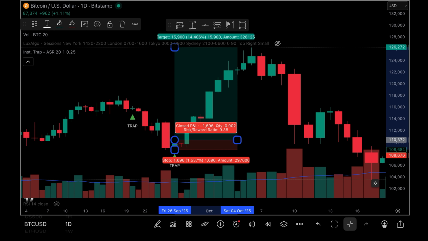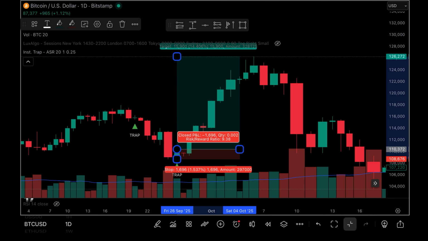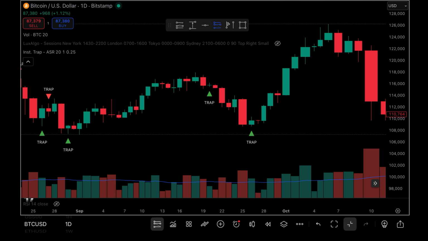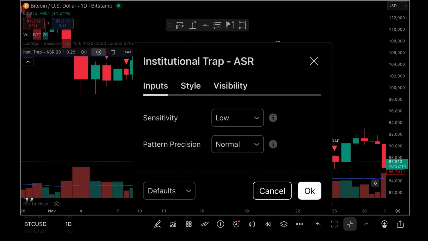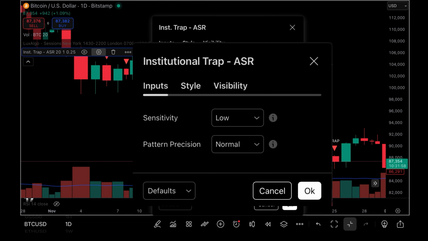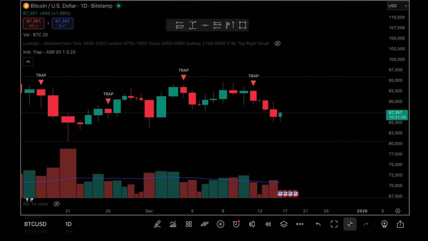Now let's talk about time frames, because this is where things get interesting. You can use this indicator on any time frame. It really just depends on the kind of trader you are. If you're more of a swing trader, you'll probably want to stick with higher time frames. I'm talking about the daily, 4-hour, and 1-hour charts.